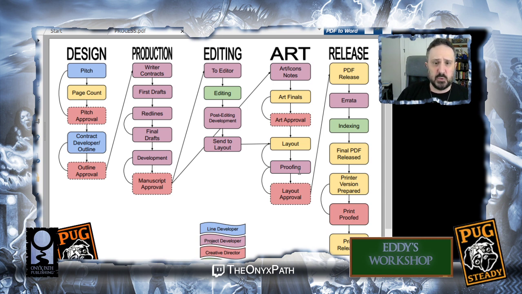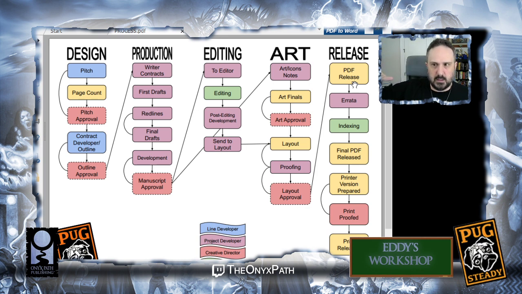And then we have a process called proofing, which I did way back in the very first zero episode, as it were, before this was formally Eddy's workshop, where I went through the proofing process where you look at the actual layout and mark up all the things that need to be corrected or changed. And then you have the actual release schedule where you put out the PDF release.